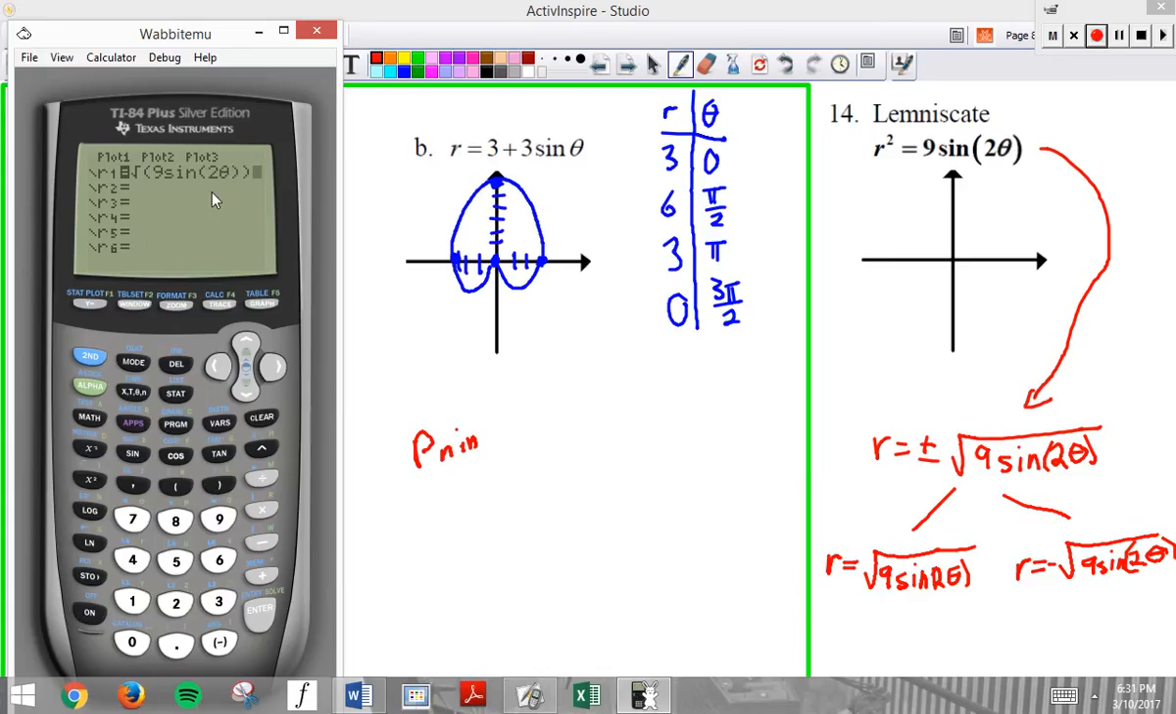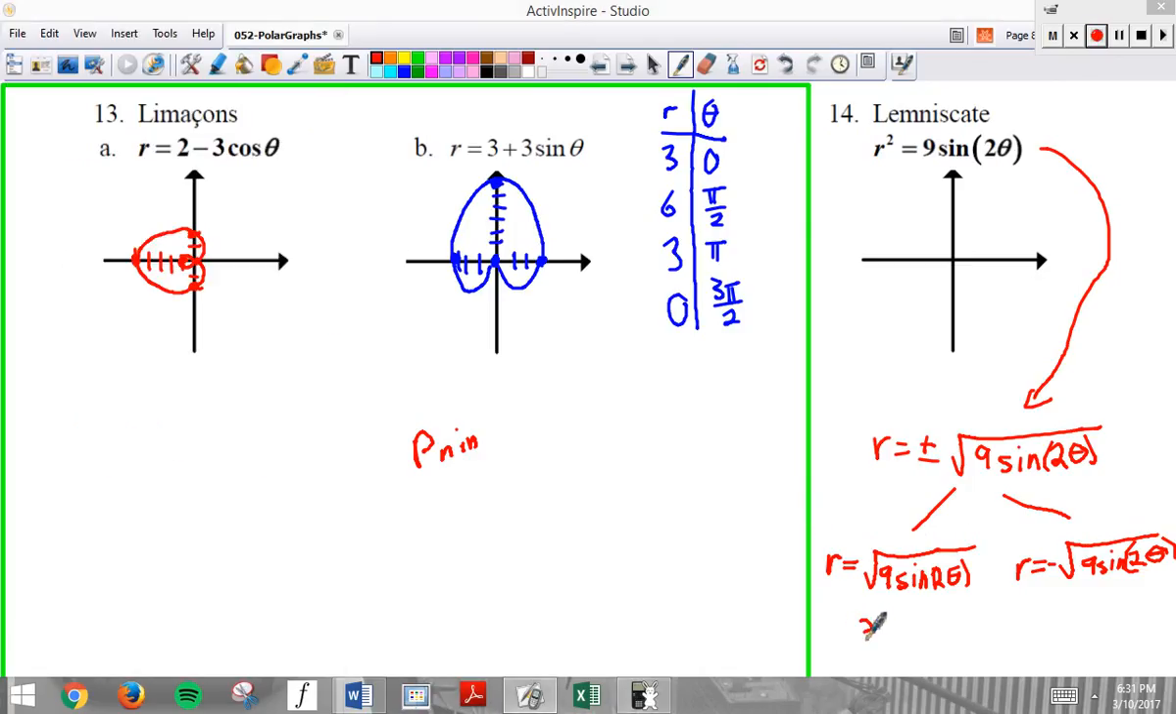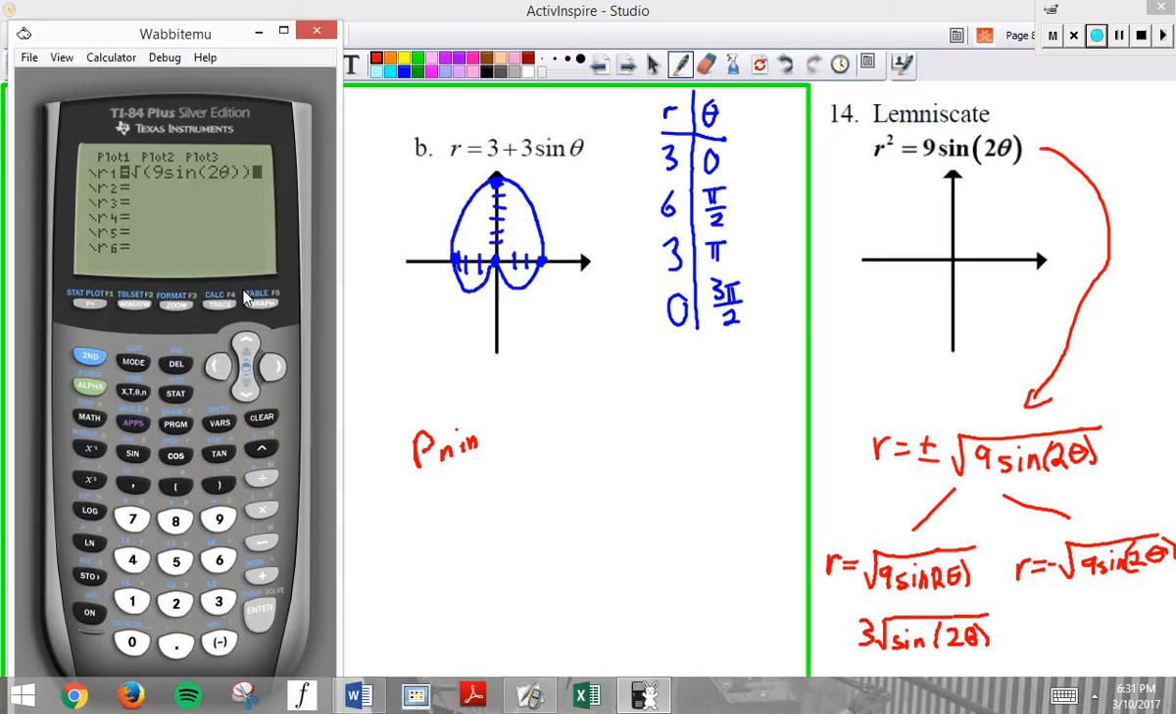9 sine 2 theta. Close. Make sure the parentheses match up. Knowing that the 3 comes out is helpful to know what will happen here. I know I don't have to adjust my graph, I mean. Womp womp.